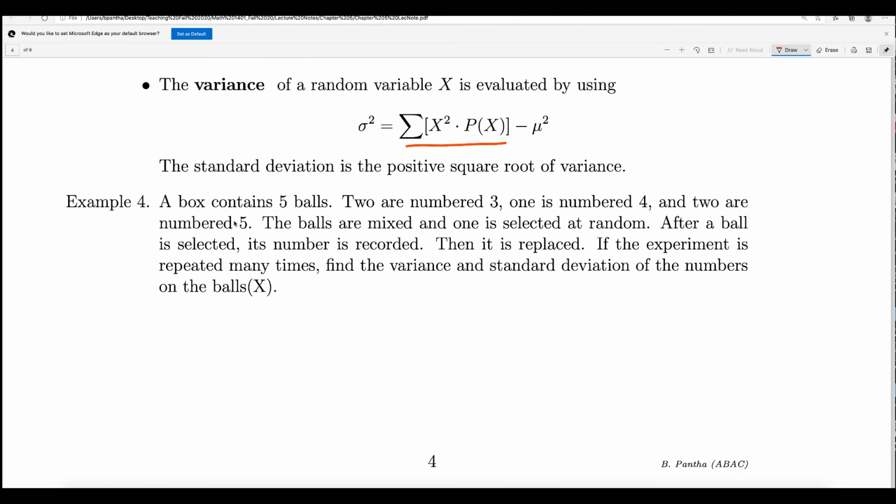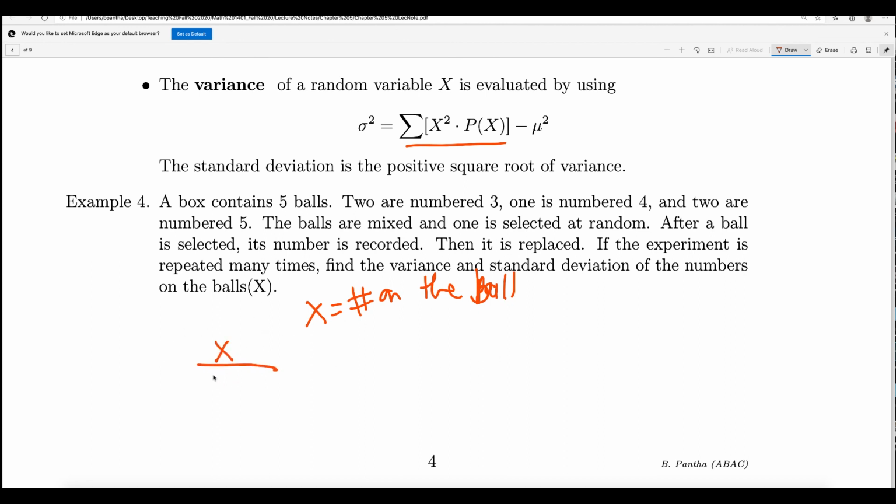It says a box contains 5 balls. The total number of balls is 5. 2 are numbered 3, 1 is numbered 4, and 2 are numbered 5. The balls are mixed and 1 is selected at random. After a ball is selected, its number is recorded. So what is x? X is basically the numbers on the ball. Okay, so how do we make the probability distribution table?